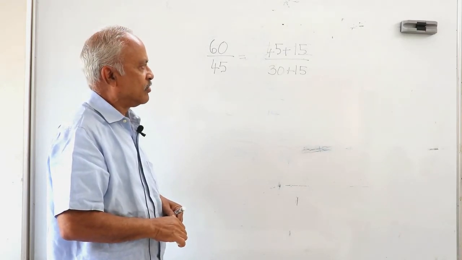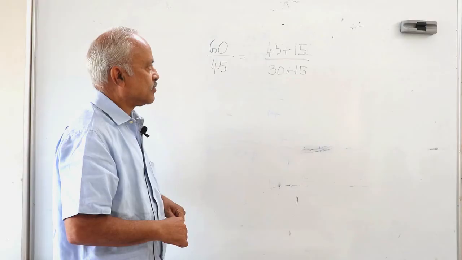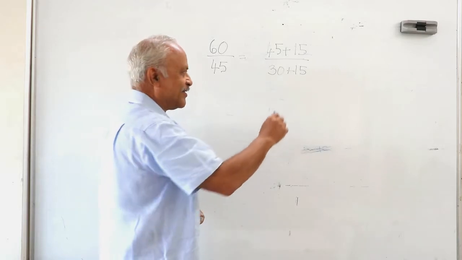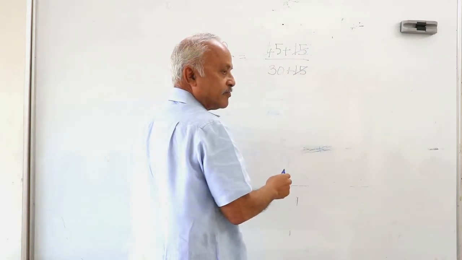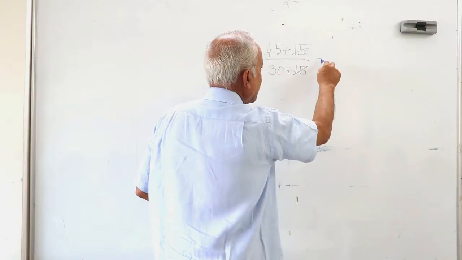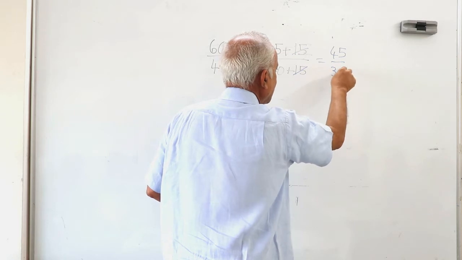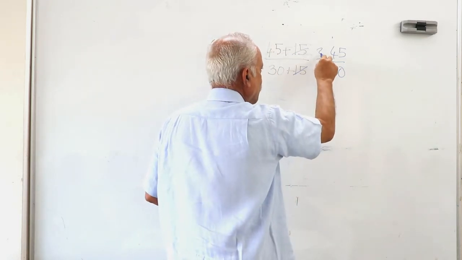So now, what should I cancel here? 15 and 15, 30. So let's cancel 15 and 15. Okay. So I cancel 15 and 15. So what is remaining? 45 and 30. That is 45 upon 30. Okay. I'm putting a question mark here.